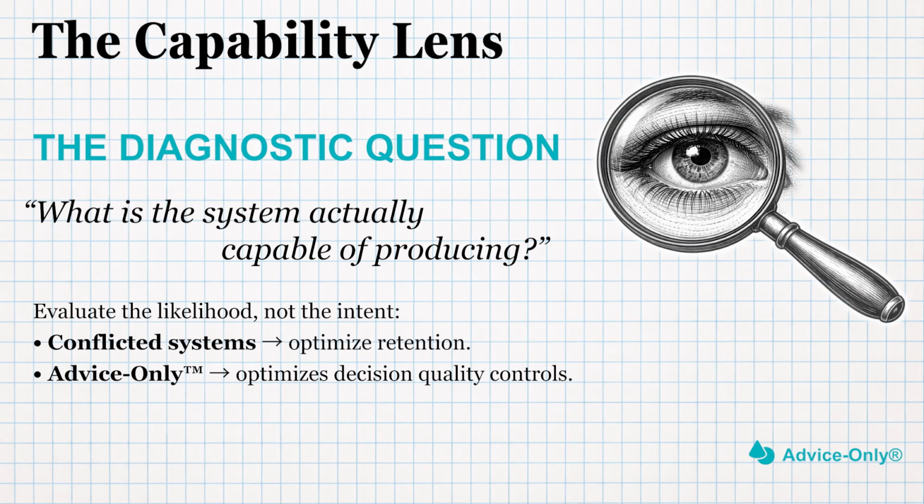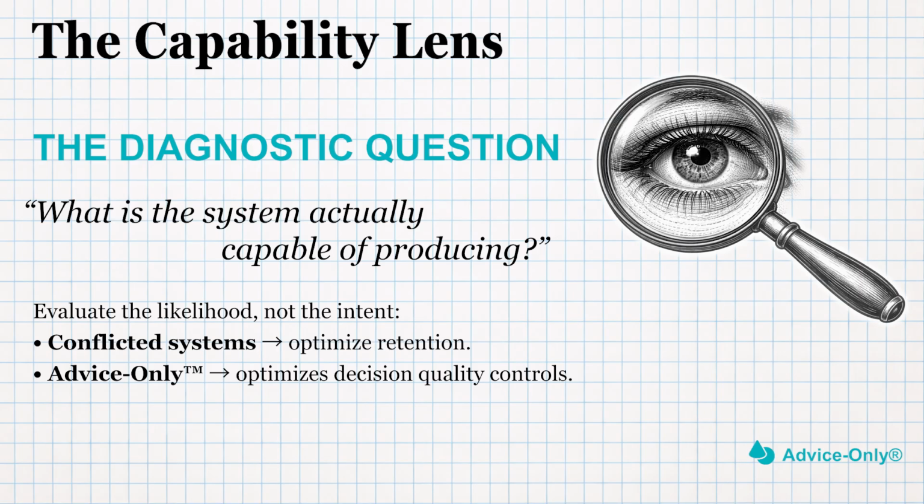That is why advice only is not a compensation label. It is a structural one. It describes how the system is built. Advice only is not defined by which compensation methods are removed, but by whether any form of compensation, monetary or non-monetary, is conditioned on outcomes during the advice creation process. The instructional takeaway is that conflicts are properties of systems, not personalities. A capability lens evaluates what the system makes likely, not what the advisor intends.